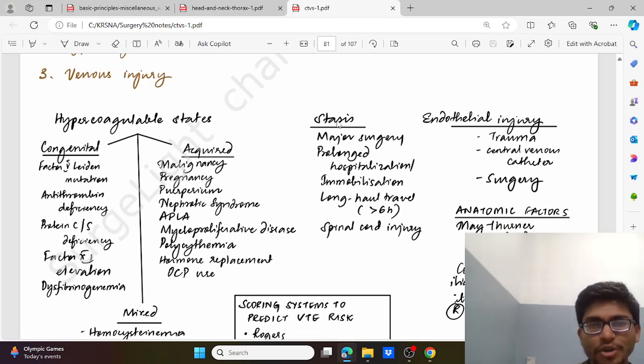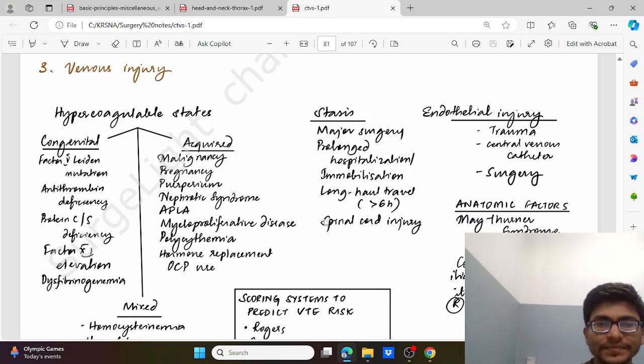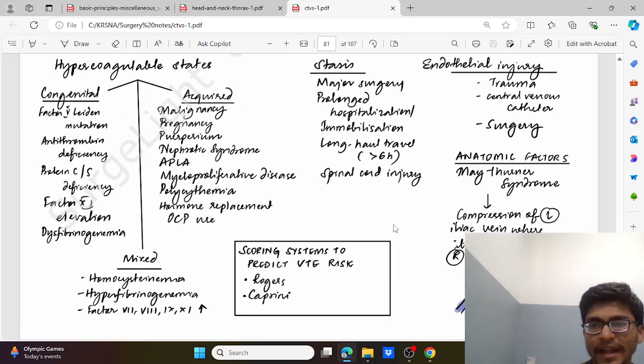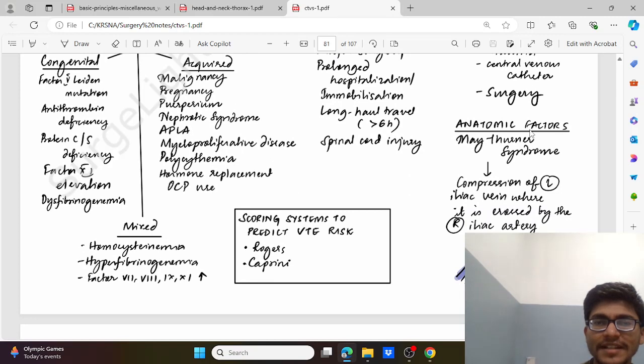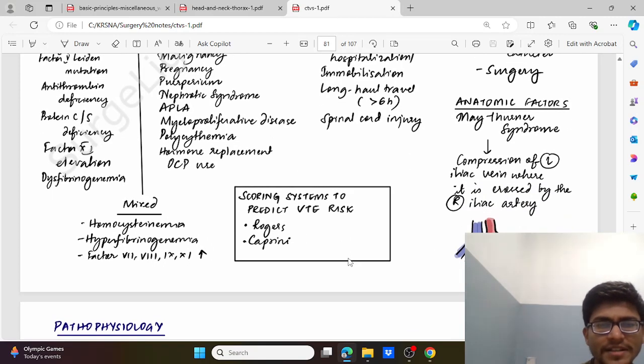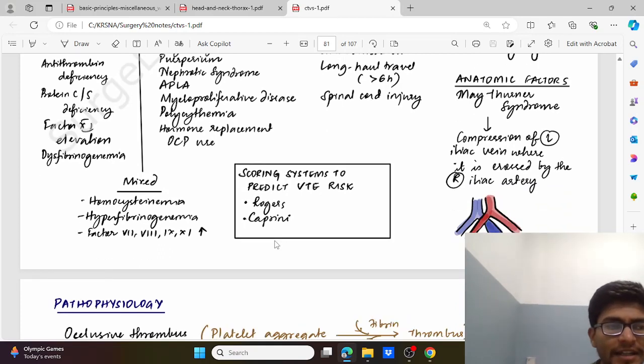Now stasis could be due to any major surgery, prolonged hospitalization or immobilization, long air travel, or spinal cord injury. Endothelial injury can occur in the form of trauma, central venous catheterization or surgery. Anatomic factors include May-Turner syndrome, which causes compression of the left iliac vein where it is crossed by the right iliac artery. Various scoring systems to predict venous thromboembolism risk are Rogers and Caprini.